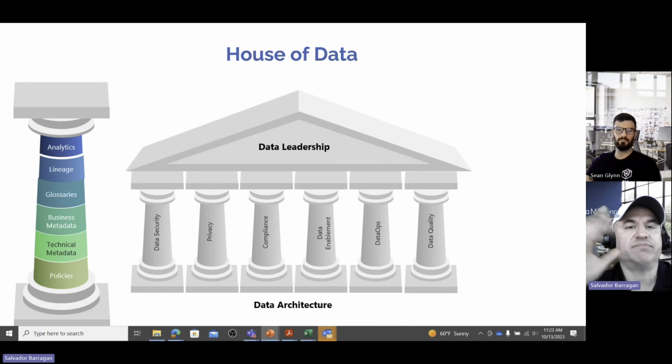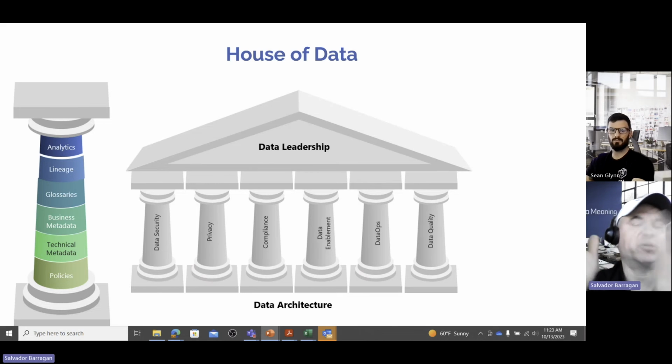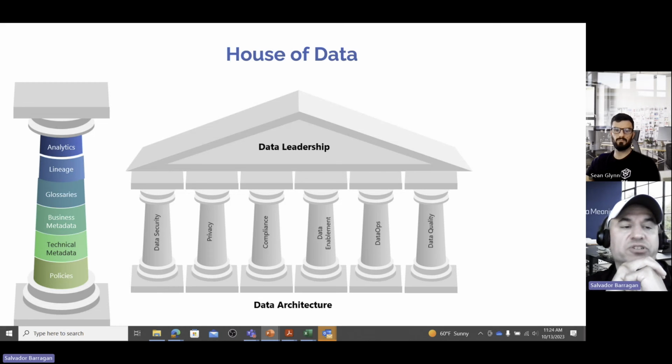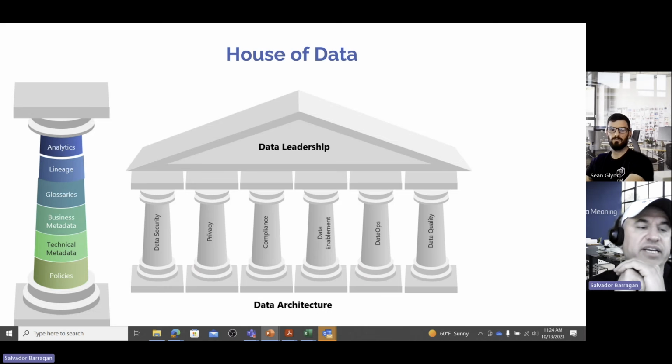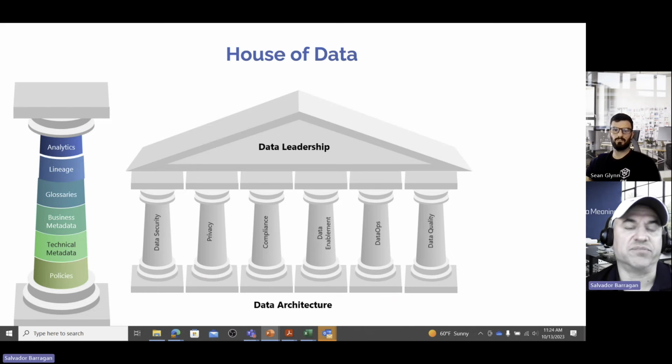So when you look at this, referred to as a house of data, looking at data leadership and data architecture on the bottom, these are the key pillars that we want to have and address within our data policies. These will help you ensure that your program's successful. And then within each of these pillars, you're going to address from a policy standpoint those areas around metadata, around terms, definitions, and you're going to have analytics to support how those policies are being complied to.